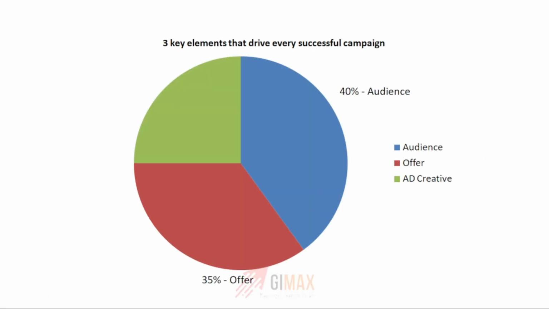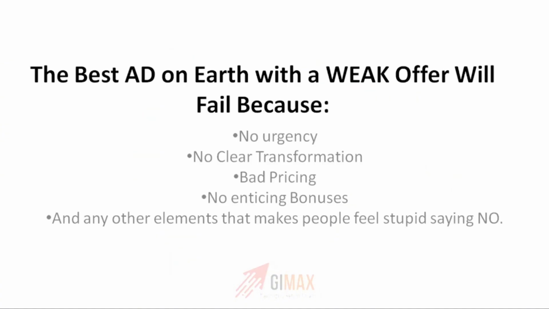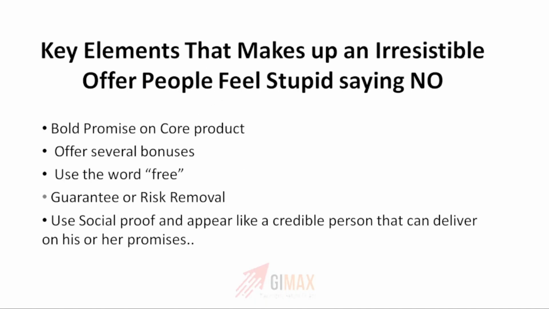Know your audience. Now, once you have known your audience, the second thing is your offer, which is 35% of what makes up a successful campaign. Alright. Now, the best ad on earth with a weak offer will fail because there is no urgency in the offer, there is no clear transformation in the offer. The offer has bad pricing. In fact, the offer does not even have an enticing bonus, right? And any other element that makes people feel stupid saying no, which your offer might probably be missing out, right?